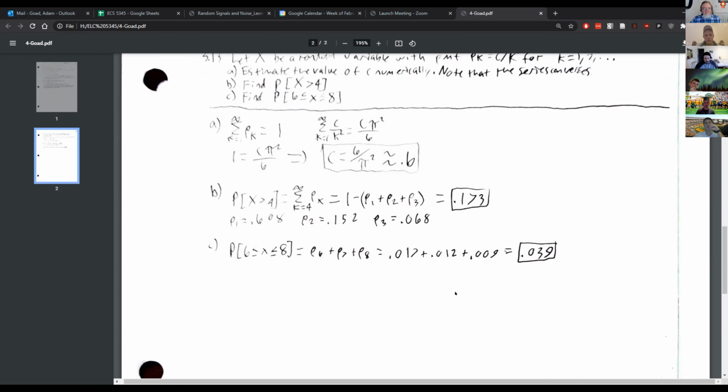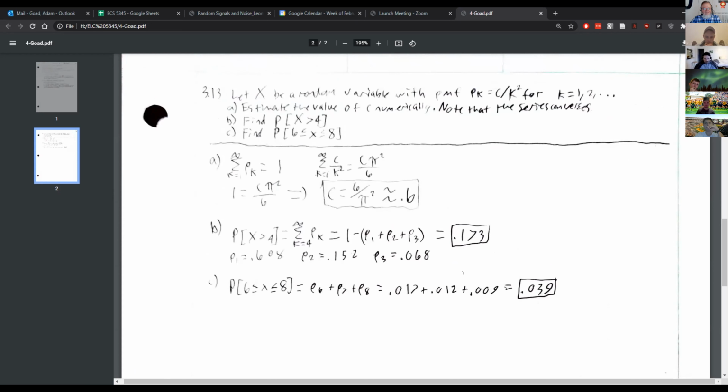Now, I have a question on B. If you're finding the probability that it's greater than 4, wouldn't you have to also subtract out 4 because you're not wanting to look at 4? Yes, he's right. That little equality sign underneath the greater than threw us off. So if Adam had included the plus P4, he would have been right.